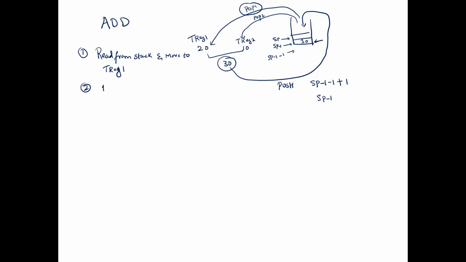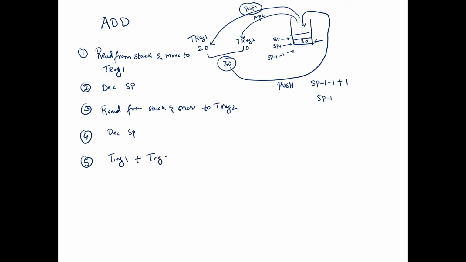Second step, it will decrement what? The stack pointer. Third step, next pop instruction. Only one operand is available now, in temporary register 1. During the next pop, again it will read from the stack, and it needs to execute a move instruction, move to temporary register 2. Again, fourth step, it will decrement SP. Decrement the SP value. And then it is going to add temporary register 1 plus temporary register 2.